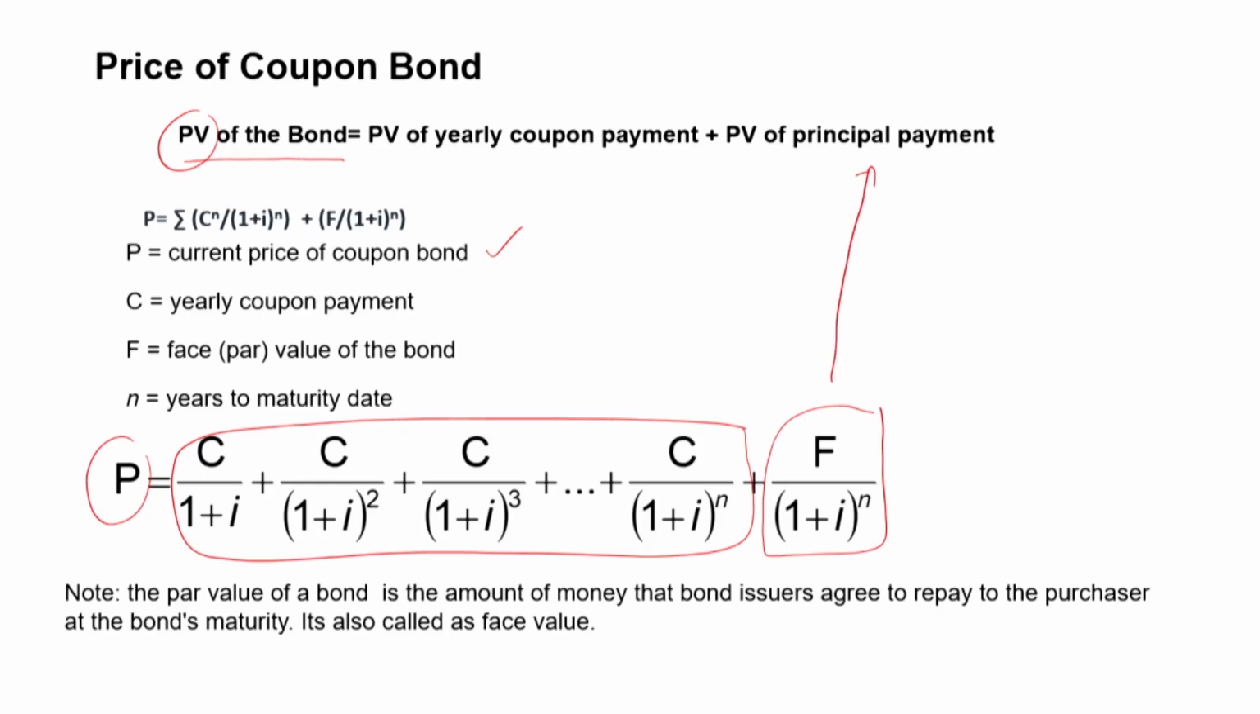An important note here is that the par value of a bond is the amount of money that bond issuers agree to repay to the purchaser at the bond's maturity. It is also called the face value. Normally, suppose in the previous example we saw 1000, it will be printed on the bond itself. That is one reason we call it the face value. It is already printed there and clearly says that at the end of the maturity period they will pay you 1000, plus you will periodically get the coupon payment.